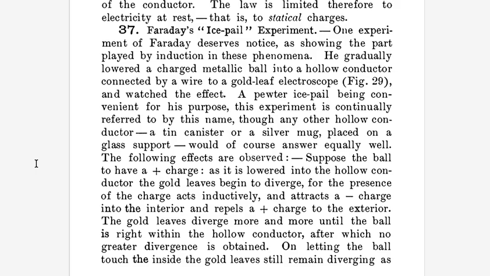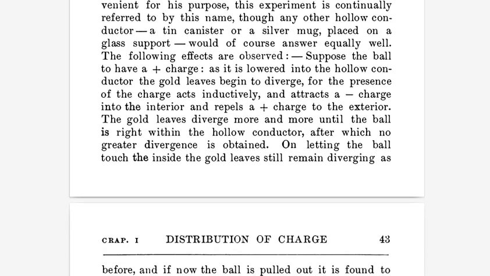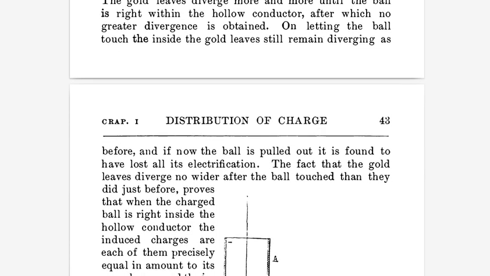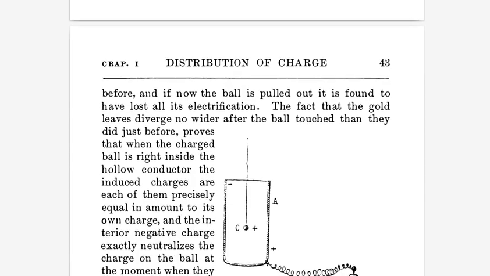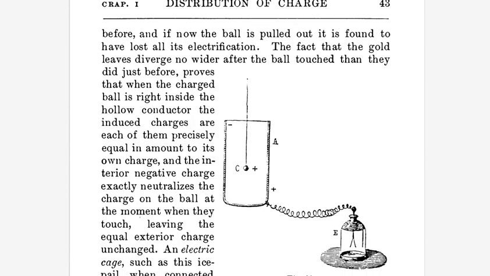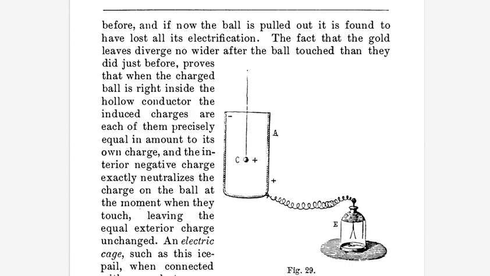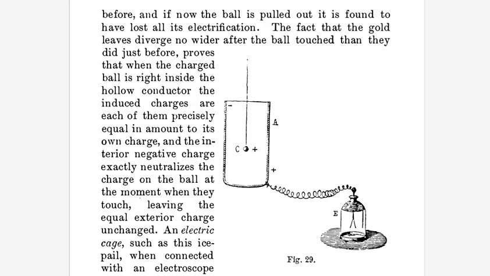Suppose the ball to have a plus charge. As it is lowered into the hollow conductor, the gold leaves begin to diverge, for the presence of the charge acts inductively, and attracts a minus charge into the interior and repels a plus charge to the exterior. The gold leaves diverge more and more until the ball is right within the hollow conductor, after which no greater divergence is obtained. On letting the ball touch the inside, the gold leaves still remain diverging as before, and if now the ball is pulled out, it is found to have lost all its electrification.